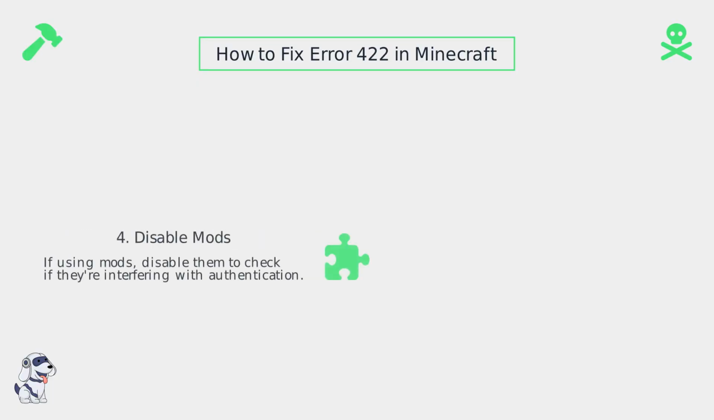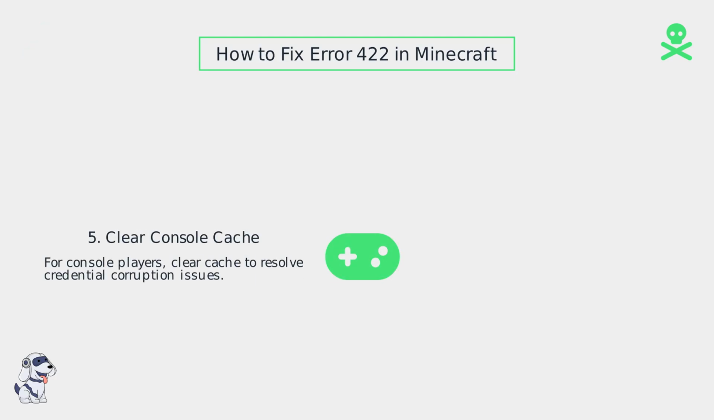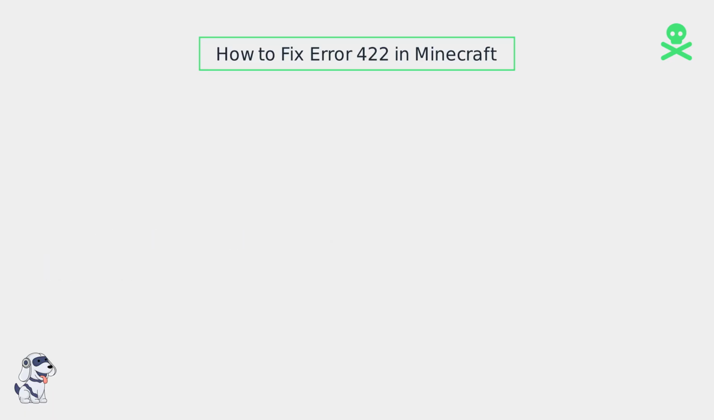If you're using mods, try disabling them to see if they are interfering with the authentication process. For console players, clearing the console's cache can also resolve credential corruption issues. Remember to verify the game integrity via the launcher.